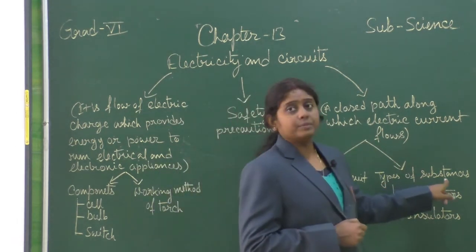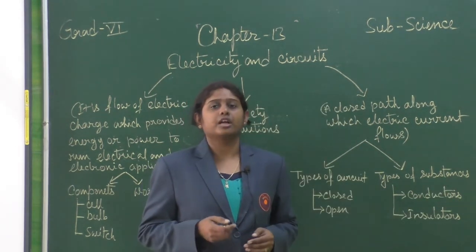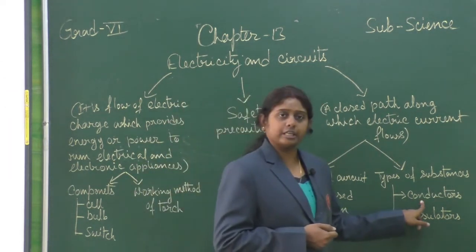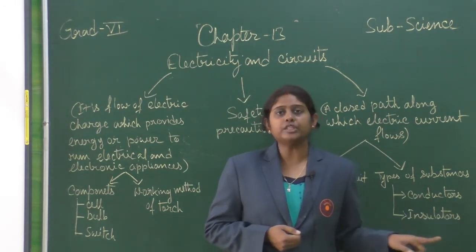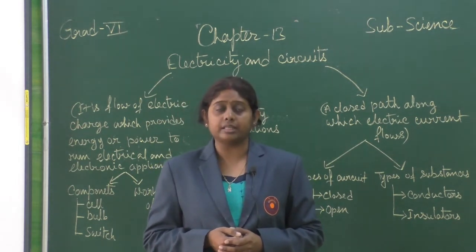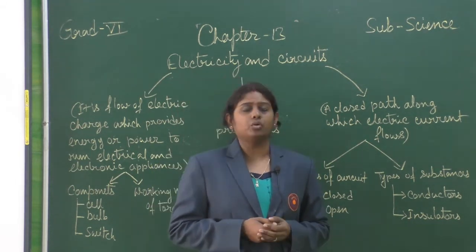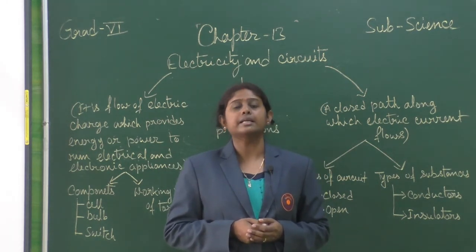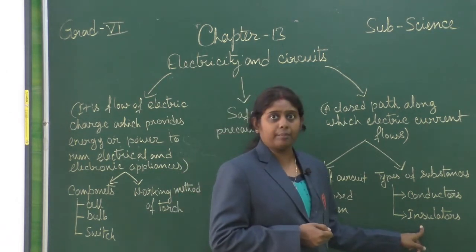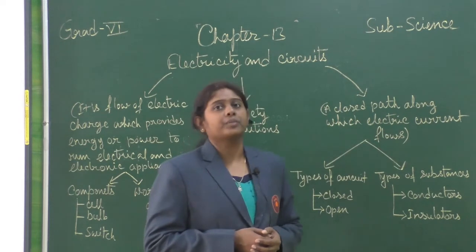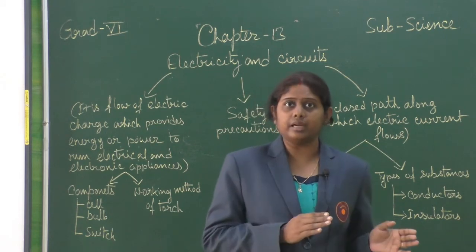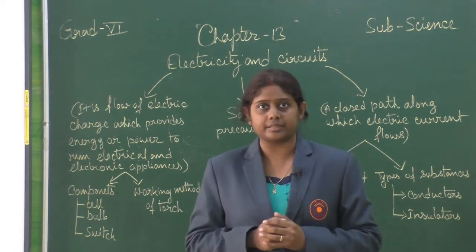Now, types of substances. Based on the conductivity of substances, there are two types of substances. First is conductors, the substances which pass electric current through them. Example, copper wire. Substances which do not pass electric current through them are called insulators. Example, wood. As we know, in our everyday life we are using conductors as well as insulators.